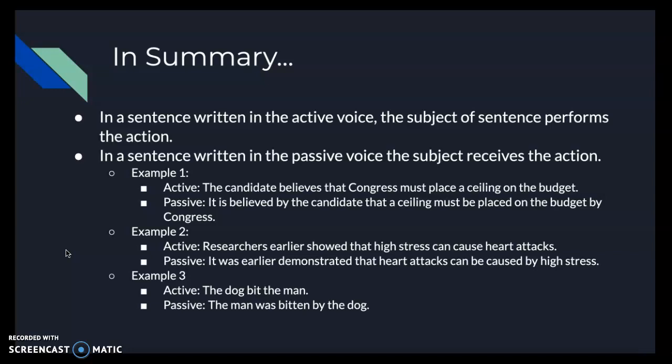And then finally, for example 3, active, the dog bit the man. And then for passive, the man was bitten by the dog.